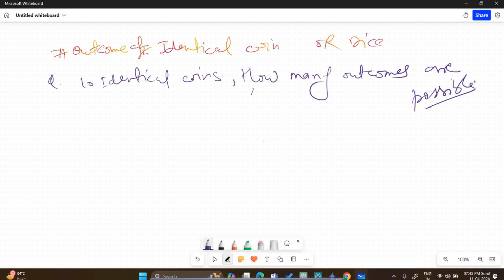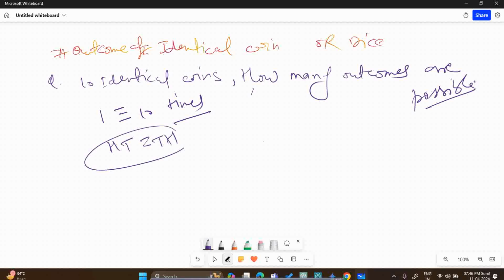Let's say we have one coin which is tossed 10 times. This is equivalent to 10 identical coins being tossed, right? So head-tail is equivalent to tail-head in this case, right? One time head, one time tail, one time tail, one time head. These are equivalent things, right? So how can we do this?